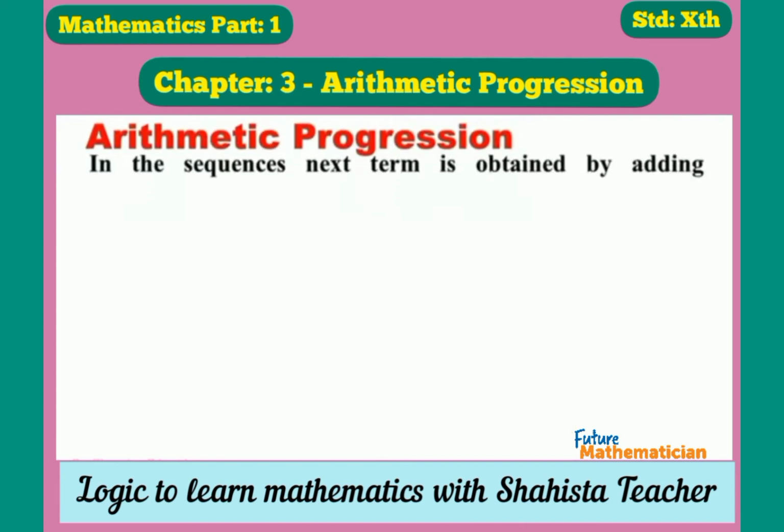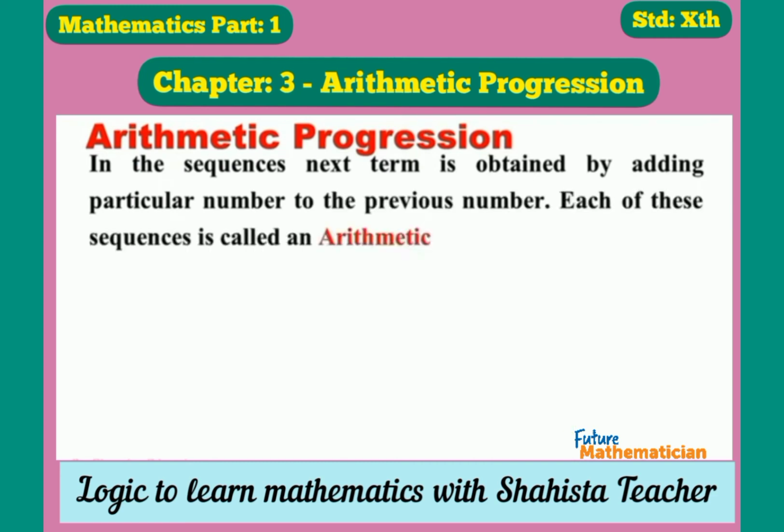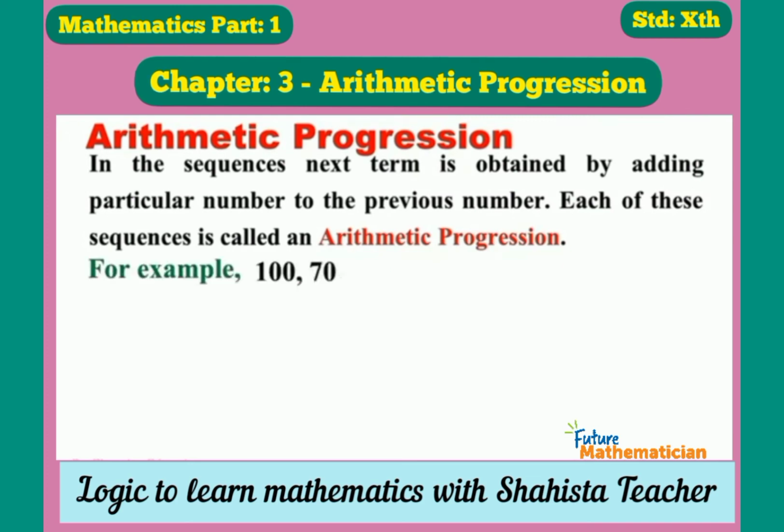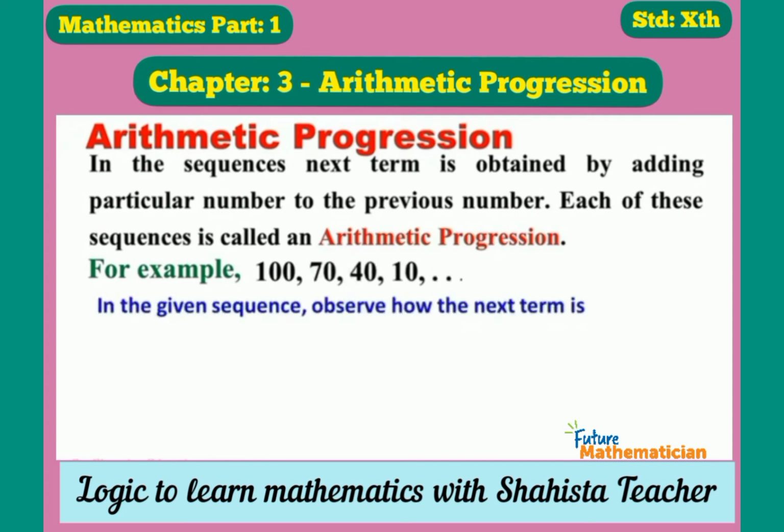Now in an arithmetic progression, the next term in the sequence is obtained by adding a particular number to the previous number. Each of these sequences is called an arithmetic progression. Is that clear? That means the next term of the sequence is obtained by adding a particular number to the previous number. Okay, for example 100, 70, 40, 10, these numbers are given. In this given sequence, observe how the next term is obtained. We have to observe this.